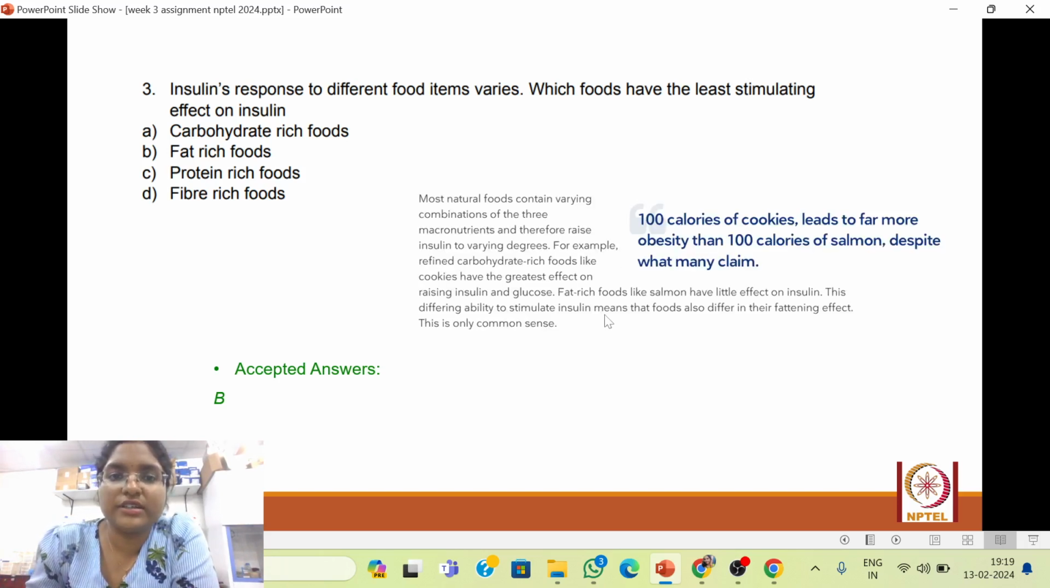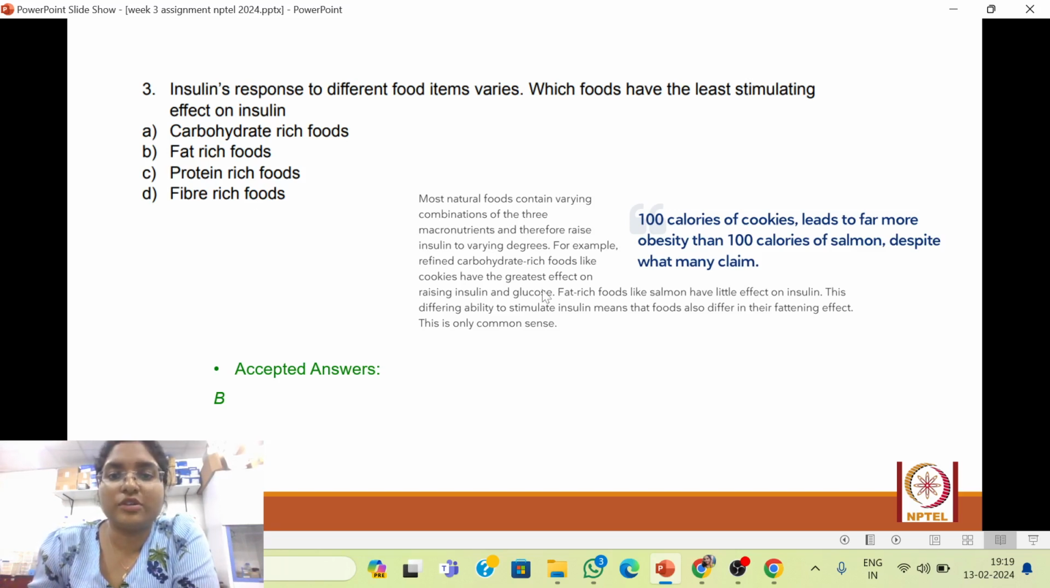You can see here most natural foods contain varying combinations of the three macronutrients and therefore raise insulin to varying degrees. So what are the macronutrients? Carbohydrates, fats and proteins. For example, refined carbohydrate rich foods like cookies have the greatest effect on raising insulin and glucose, and fat rich foods like salmon have little effect on insulin. This differing ability to stimulate insulin means that foods also differ in their fattening effect, right?